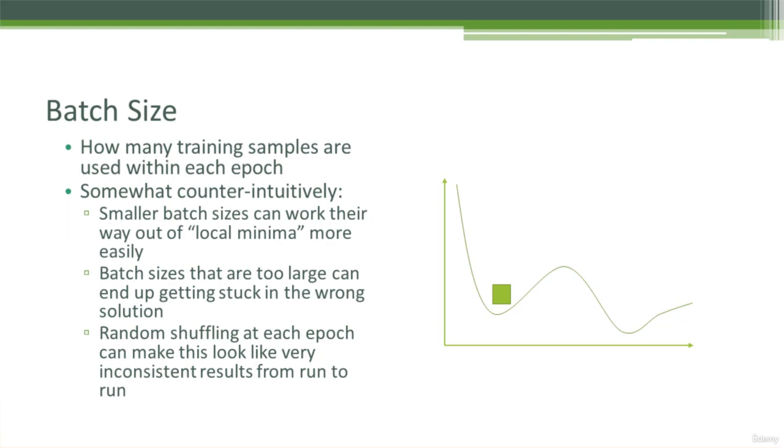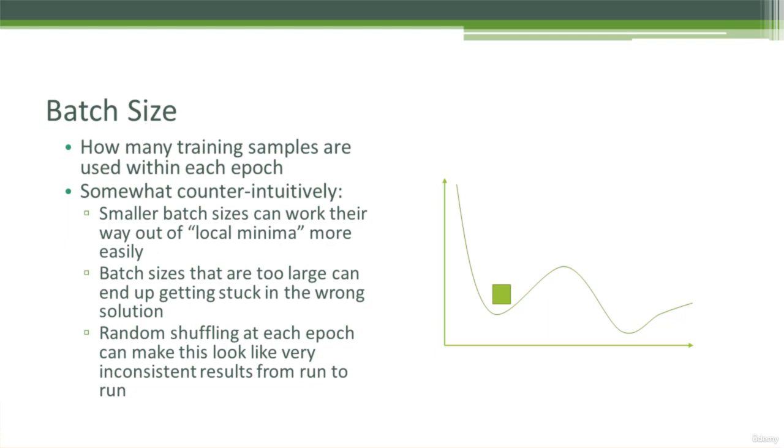It turns out that smaller batch sizes can do that more effectively than larger ones. So a small batch size can wiggle its way out of these local minima, but a large batch size might end up getting stuck in there, like basically weighing it down, if you will. So batch sizes that are too large can end up getting stuck in the wrong solution. And what's even weirder is that because you will usually randomly shuffle your data at the beginning of each training epoch, this can end up manifesting itself as getting very inconsistent results from run to run. So if my batch size is just a little bit too big, maybe sometimes I'll get stuck in this minima and sometimes I won't, and I'll see that from run to run, sometimes I'll get that answer and sometimes I'll get that answer, right?